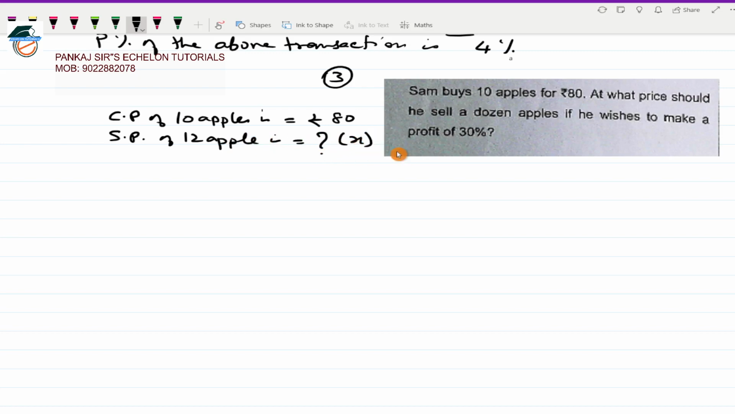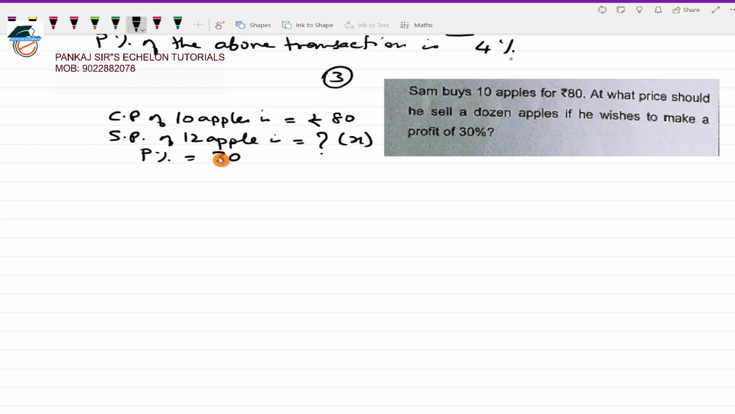Let me take that as an unknown X. If he wishes to make a profit of 30%. Now in this transaction, the profit percent should be 30. Is that clear? So this is the question where the cost price of 10 apples is given to you. The selling price of 12 apples you have to find out, and profit percent has to be 30. Okay. Now, how are we going to solve this particular question?